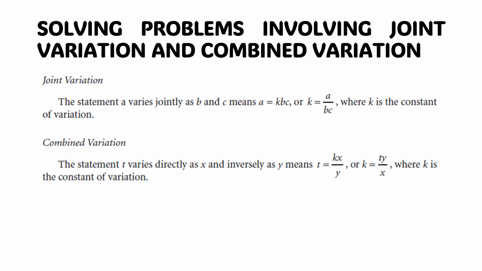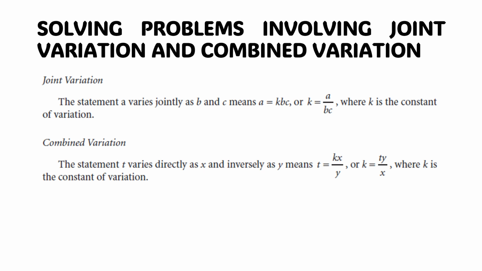Now we're done with the four types of variations. I hope it's clear to you: direct variation, inverse variation, joint variation, and combined variation. I made a video the other day about joint variation and combined variation and how to find the constant of variation and even the equation of the variation. So now let's solve problems involving joint variation and combined variation.